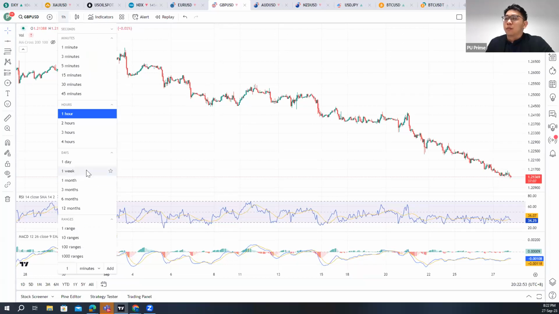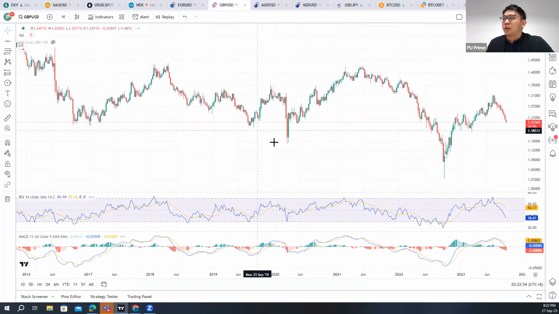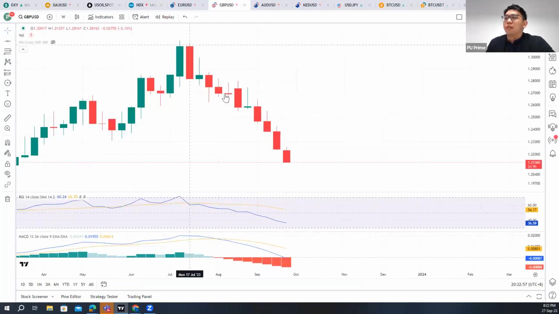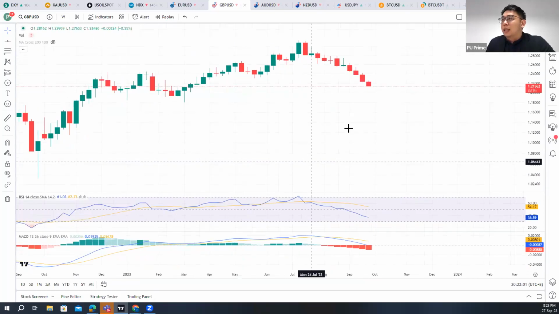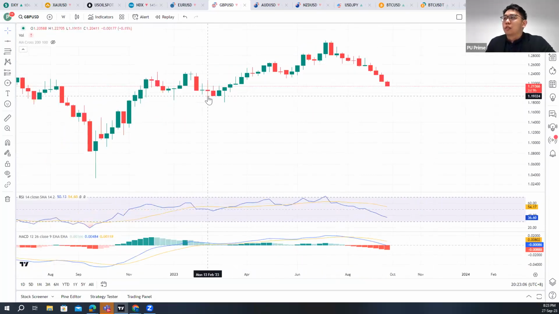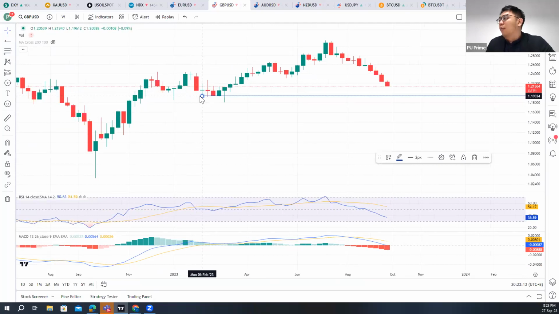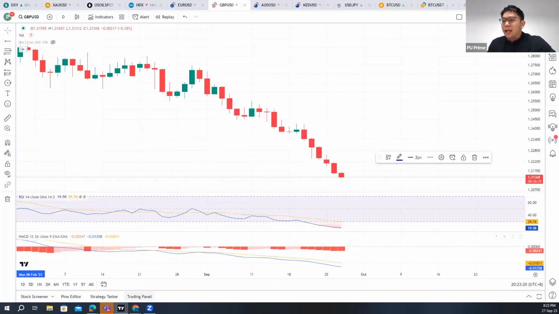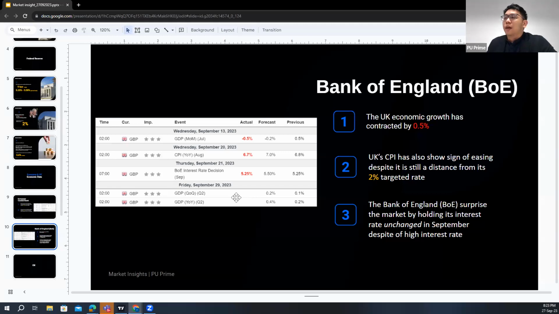And also, if you look at the bigger picture, you can see that overall the cable has traded in a 10-week losing streak, and I think the momentum will continue, and I think it will at least decline further until the next strong support level, which is at 1.193.